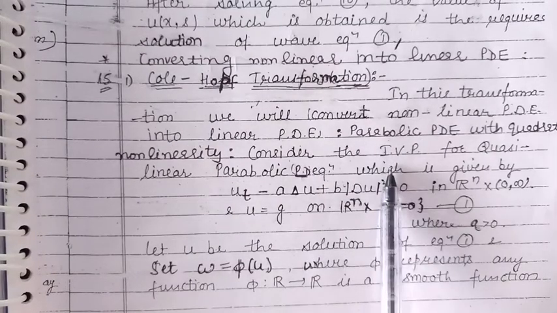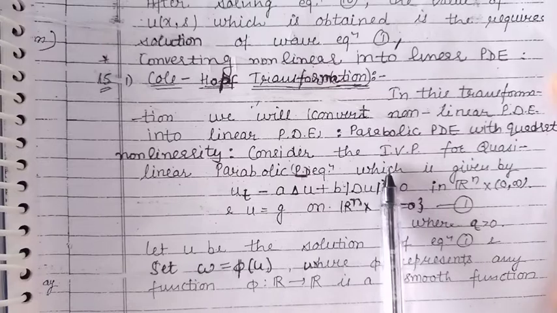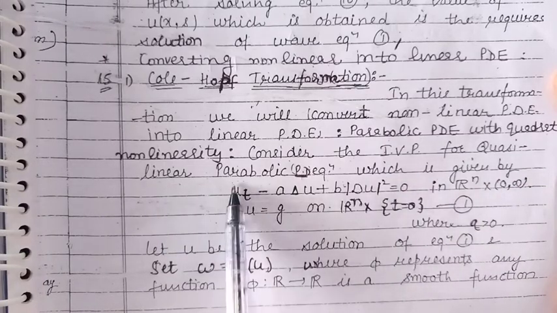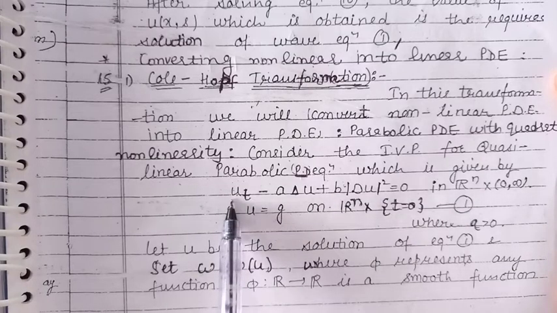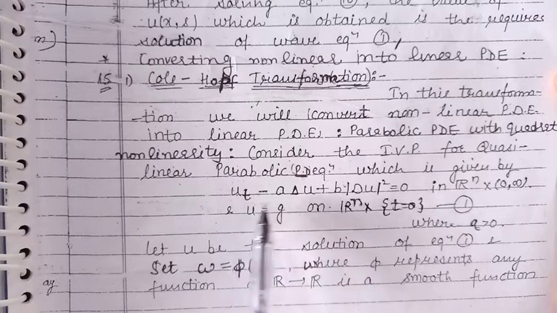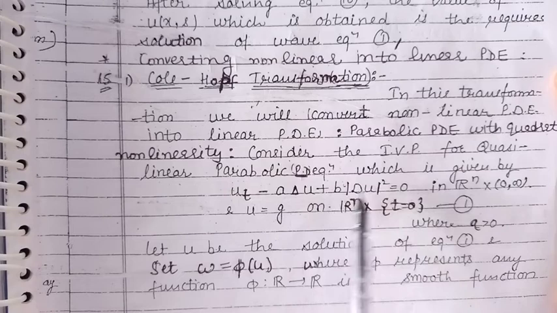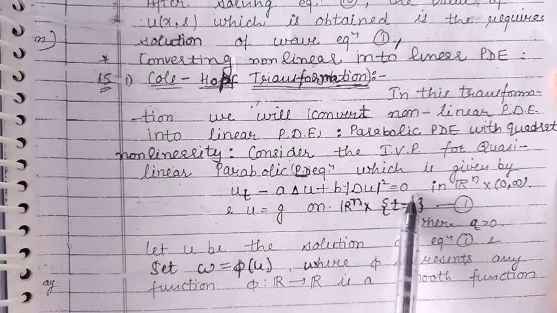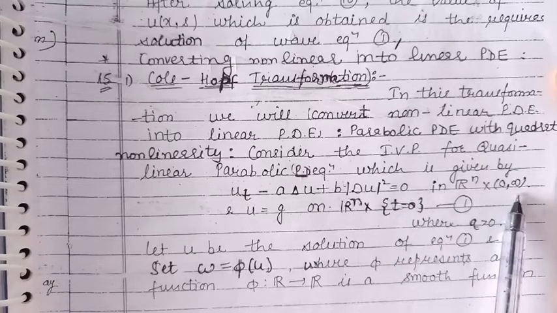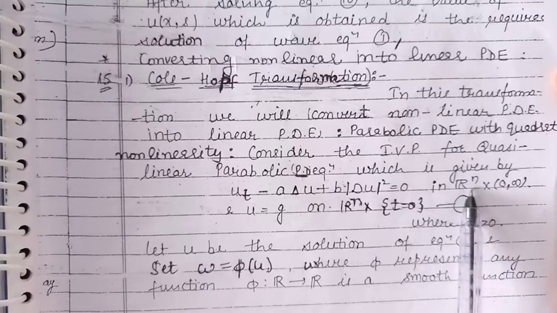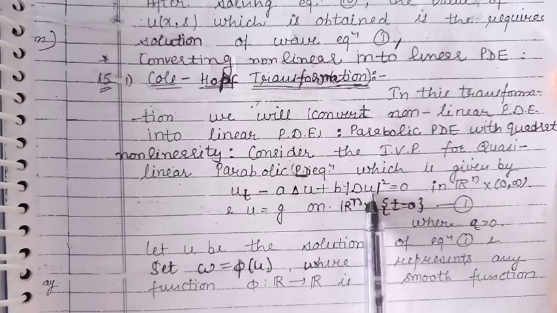So let us consider the initial value problem for the quasi-linear parabolic equation, which is given by the partial derivative of u with respect to t minus a times the Laplacian of u plus b times the square of the mod of the gradient of u is equal to 0 in R^n cross the open interval 0 to infinity. R^n is n-dimensional real Euclidean space. Du denotes the gradient of function u.